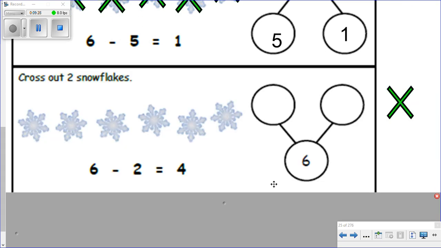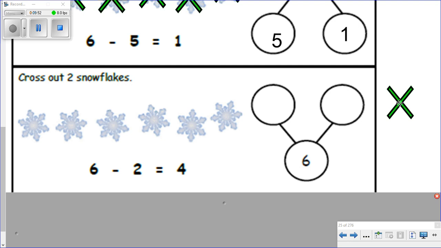I have one more snowflake problem. Here we go. And look at that. Some of you were calling this the Mickey Mouse number bond, right? It looks like it's the face and Mickey Mouse ears sticking up like that. So here's our whole amount. This time, 6 is our starting amount. Let's see what it says. Cross out 2 snowflakes.